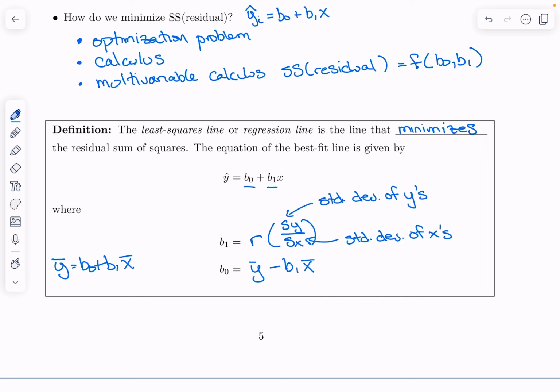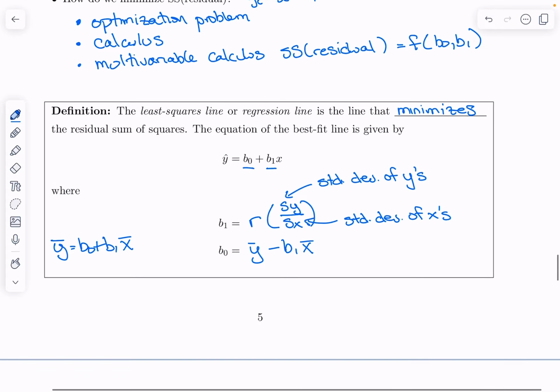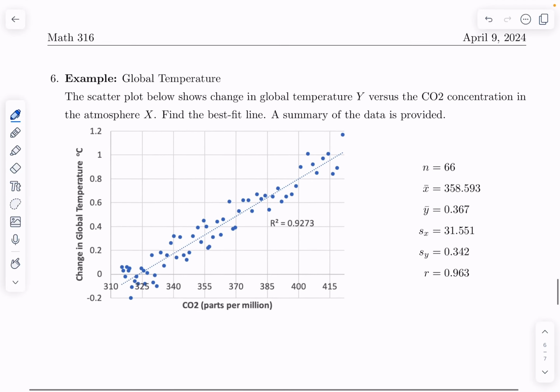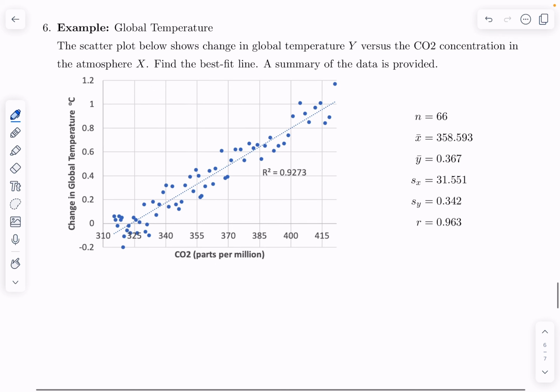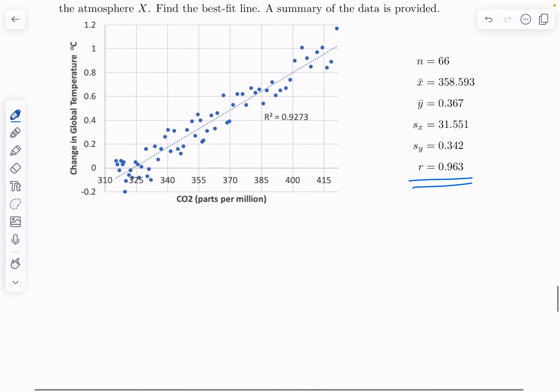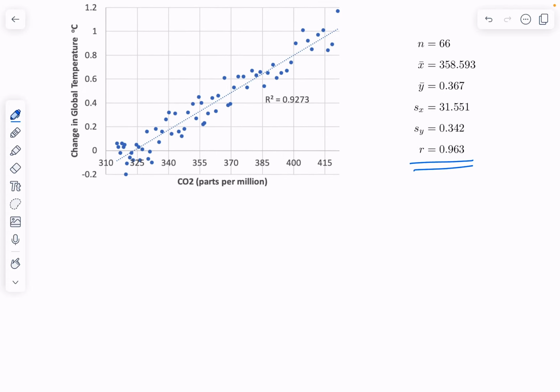Okay, let's do one example. Our example is going to be our global temperature change data. The scatter plot shows the change in global temperature Y versus CO2 concentration in the atmosphere. And we want to find the best fit line. I've given you a summary of all of the data right here, so all the summary statistics that we might need to know. What I want to do is figure out what is the best fit line. So I'm going to start with the slope.